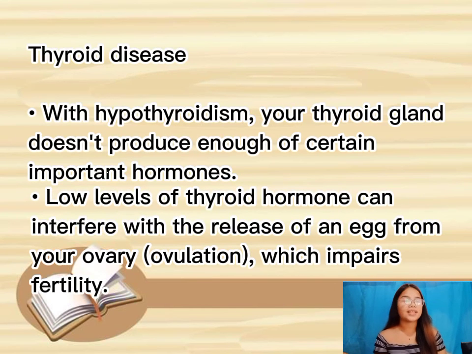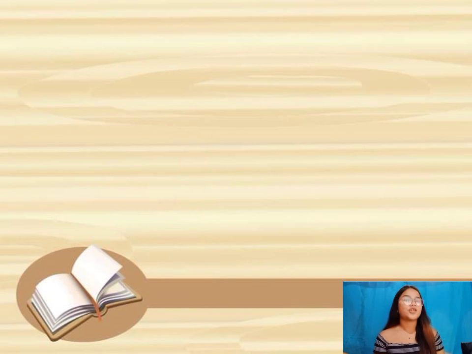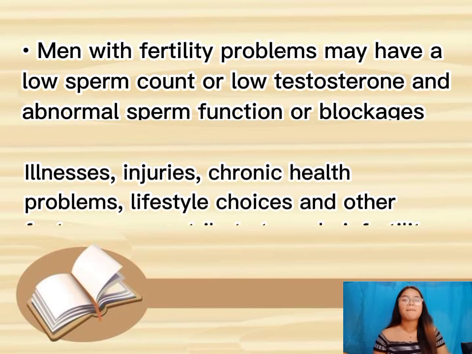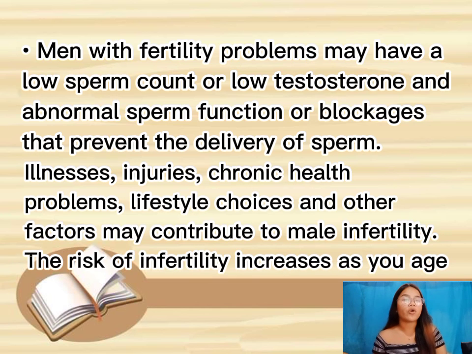Third, thyroid disease. With hypothyroidism, your thyroid gland doesn't produce enough of certain important hormones. Low levels of thyroid hormone can interfere with the release of an egg from your ovary, or ovulation, which impairs fertility. Men with fertility problems may have a low sperm count or low testosterone, abnormal sperm function, or blockages that prevent the delivery of sperm.